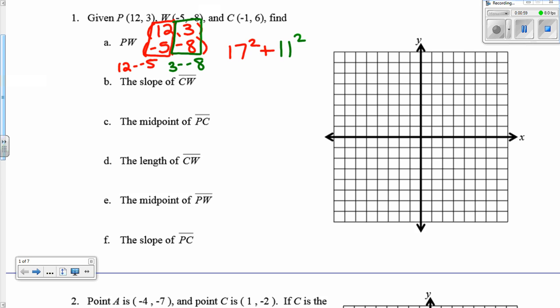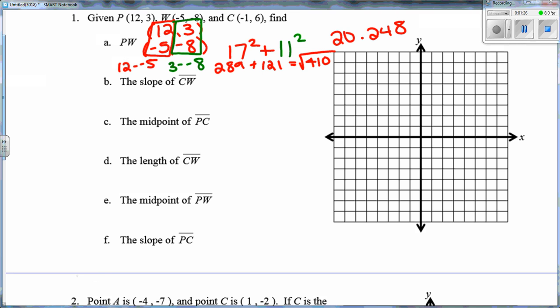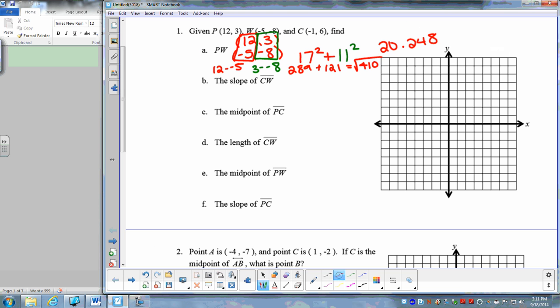And then, let me do the math here, 17 squared is 289 plus 121, which equals 410, and then the square root of that, which is 20.248. So there's your answer. I'm just going to make the pen a little bit smaller. Okay.